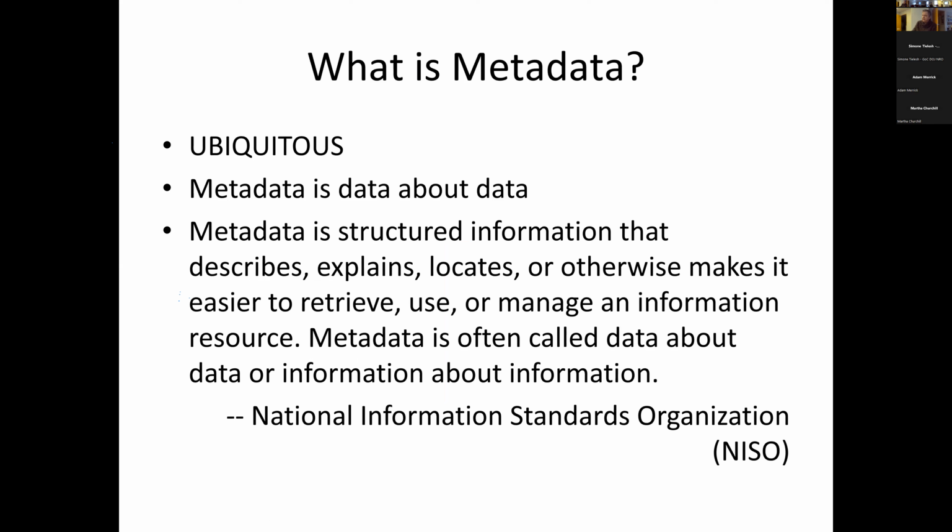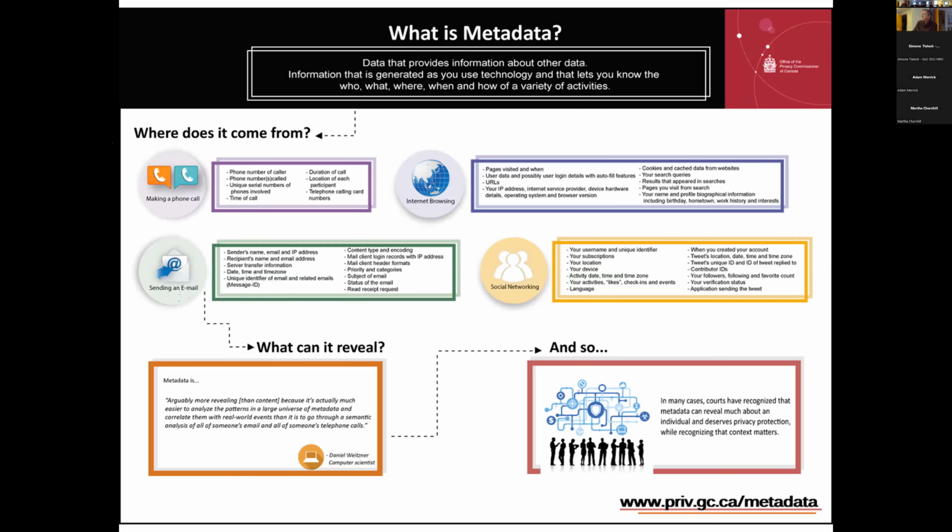So metadata is ubiquitous. It's everywhere. Metadata is data about data. Metadata is structured information that describes, explains, locates, or otherwise makes it easier to retrieve, use, or manage an information resource. Metadata is often called data about data or information about information. That's a definition straight from the National Information Standards Organization. So I guess I do know what NISO stands for. This is a slide which you can look at your leisure from the Privacy Commissioner of Canada, and it's basically explaining what is metadata.